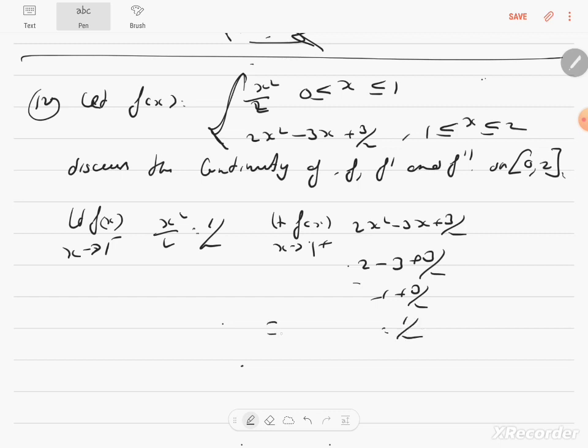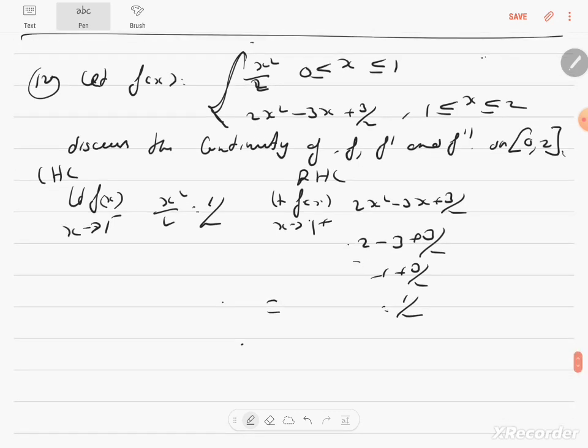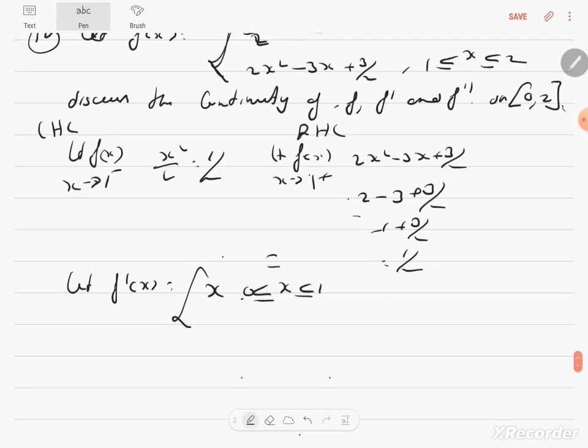So left hand limit is equal to right hand limit. This is left hand limit and this is right hand limit, and both of them are equal. So the limit exists for f of x. Discuss the continuity. Continuity is there at 1 because they have already given f of 1. Now we're going to check f dash of x. You have to redefine the function: f dash of x will be 2x by 2, which is just x when x is lying between 0 and 1, and 4x minus 3 when x is lying between 1 and 2. So this is how we redefine it.